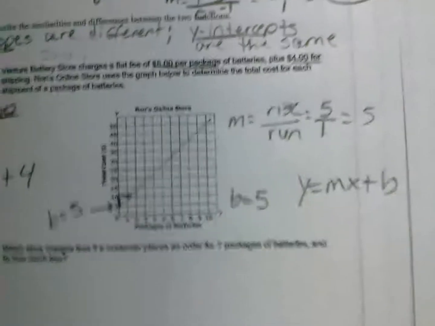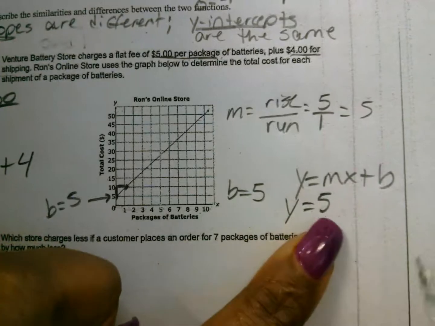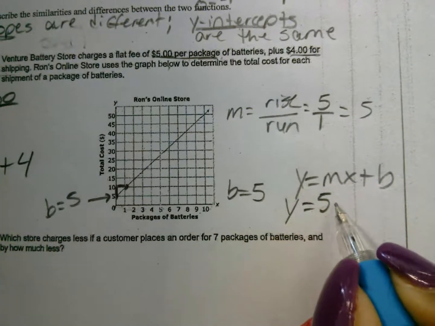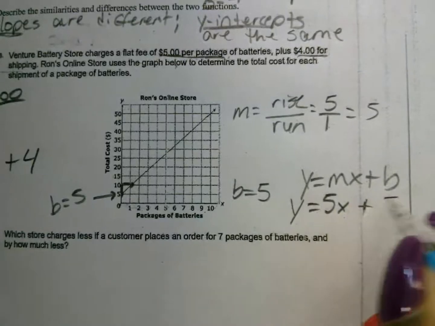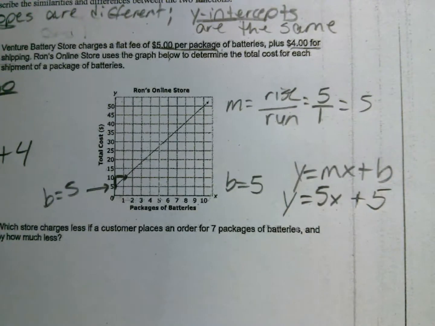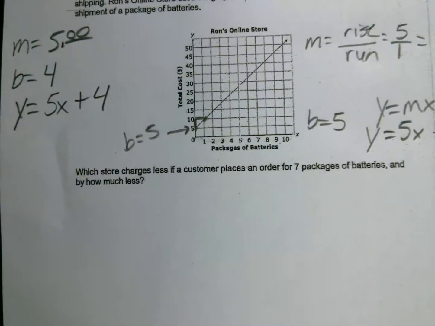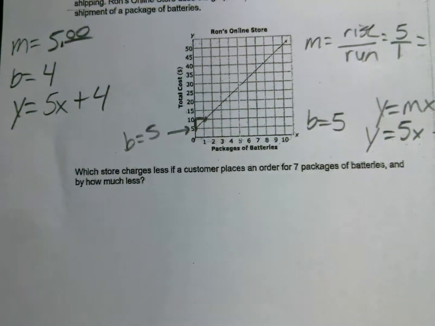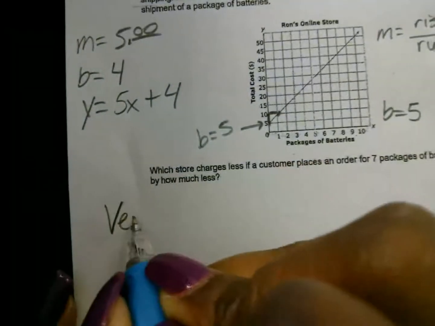Okay, so look, here we got y is equal to a slope of $5 for every single package plus a shipping amount starting at $5. Now the question is, which store charges less for 7 packages? So we're going to substitute 7 in to figure out how much it's going to cost for each company. So let's do Venture first.